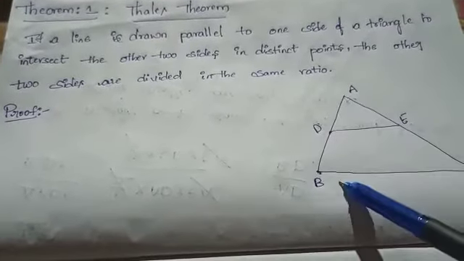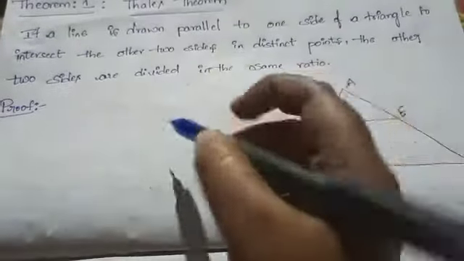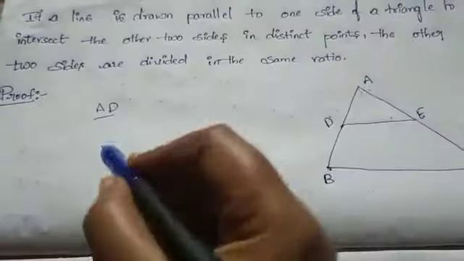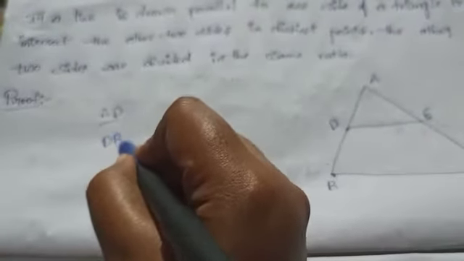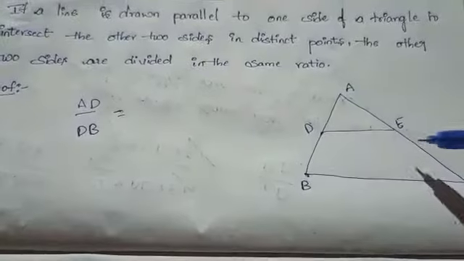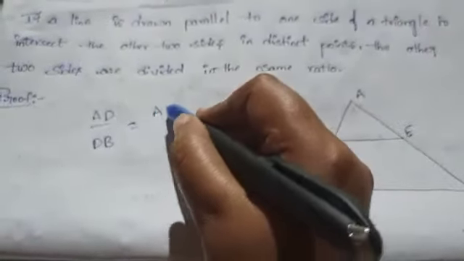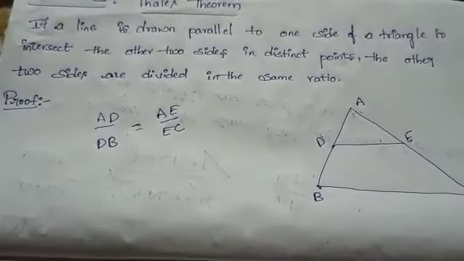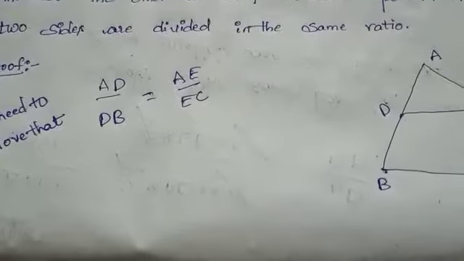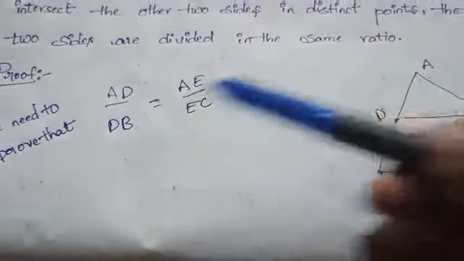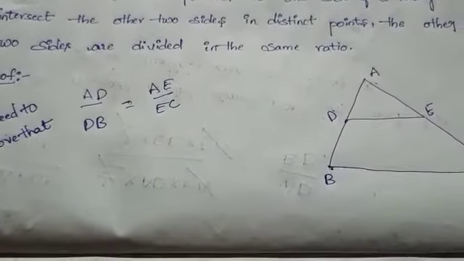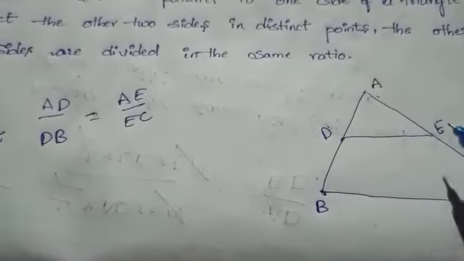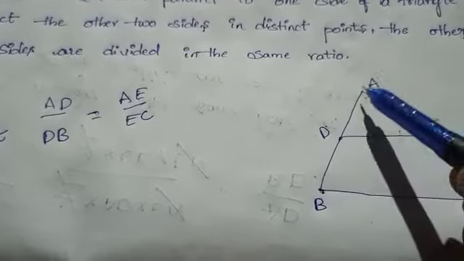and divides them in the same ratio. It means AD by DB equal to AE by EC. Okay, we need to prove that AD by DB equal to AE by EC. Okay, see here, ADE, AD is the one triangle.